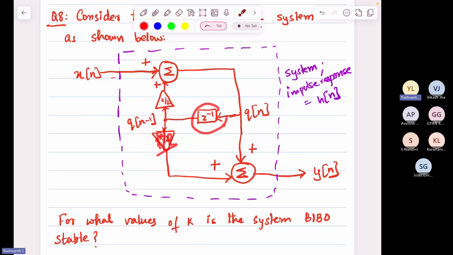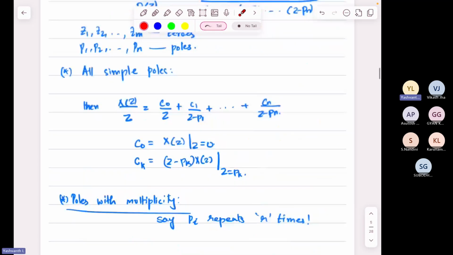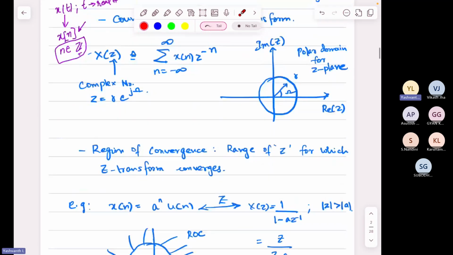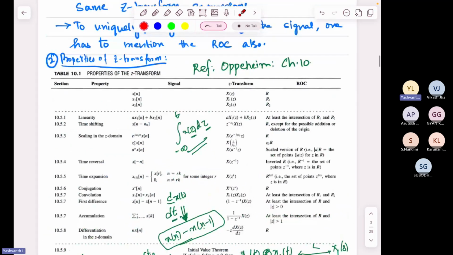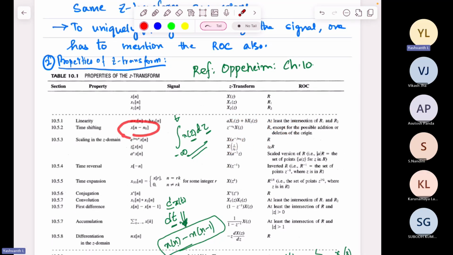You understand z inverse means it's a delay. Why delay? You go back to the properties of Z transform. If you look at the properties of Z transform, if you delay by, let's say, n not equal to 1, that means you get Z power minus 1 times X of Z. So whenever you multiply your X of Z by Z inverse, you're inherently delaying in the time domain by 1 unit. This is something you need to keep in mind.